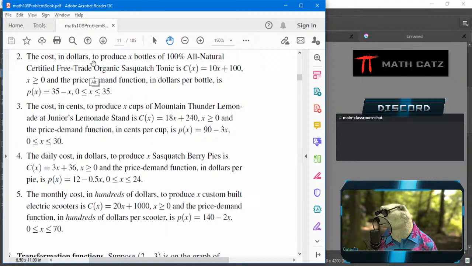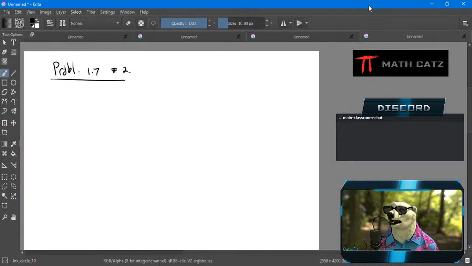So the cost in dollars to produce x bottles of something, I don't even care what it is, Sasquatch tonic, that's cool, C is my cost function, just a different function, still the cost. And the price demand function, that predicts my price per bottle is 35 minus x. Do everything you just did with these functions.